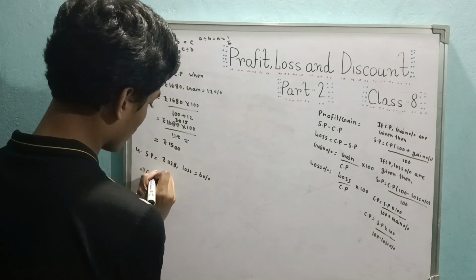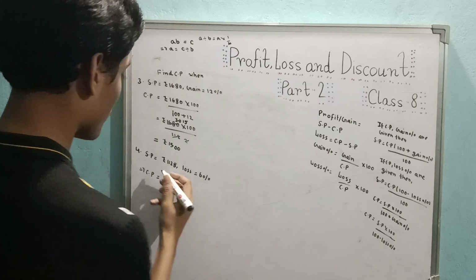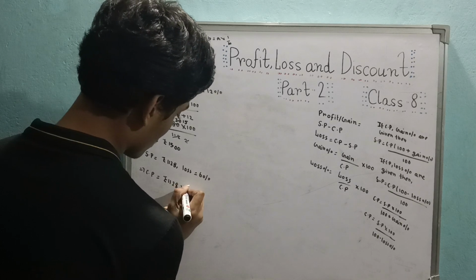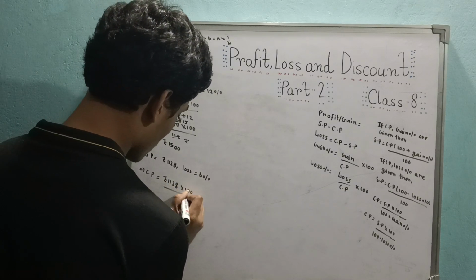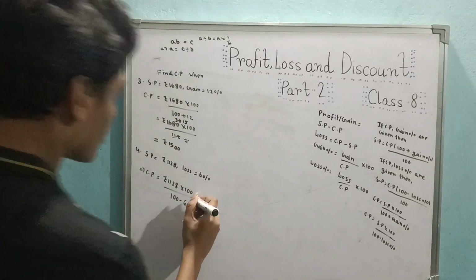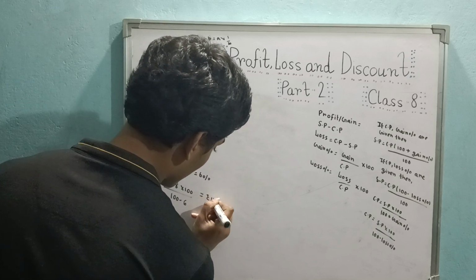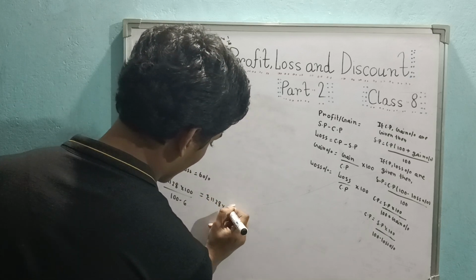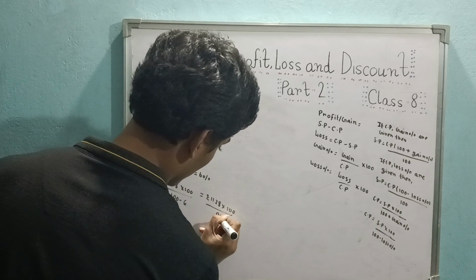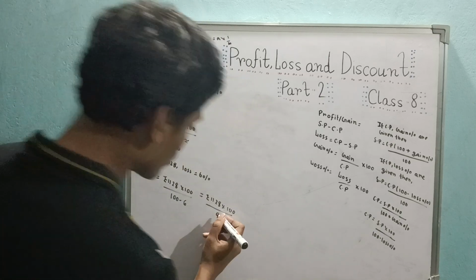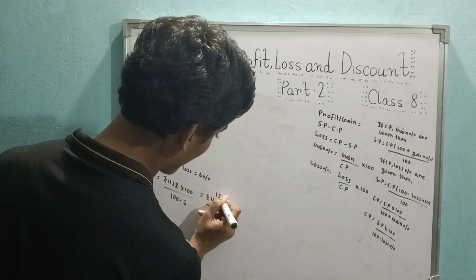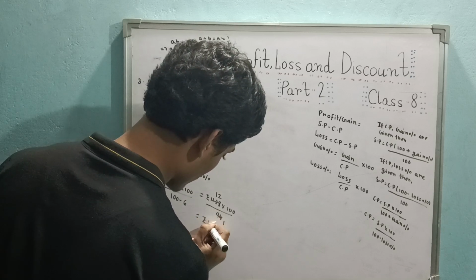CP will be, now this formula, SP into 100, SP is rupees 1128 multiplied by 100 divided by 100 minus loss percent, which is 6. So then do it. Rupees 1128 times 100 divided by 94. Let me just see. Yeah. 1128 divided by 94 is 12, so rupees 1200 is your answer, ladies and gentlemen.